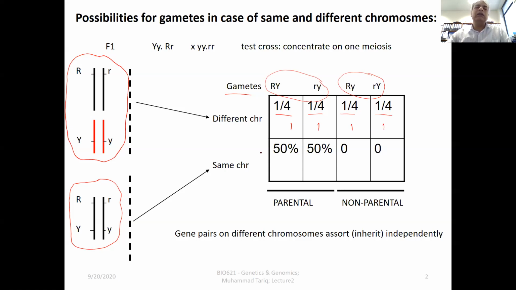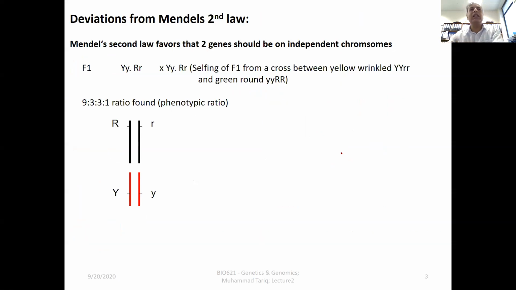And what Morgan's lab discovered is that the factors which Mendel talked about are actually genes which reside on chromosomes. So if they reside on the same chromosome, and the inheritance of chromosomes and these traits is independent of each other during meiosis, we should get 50% each, parentals only, and we should get no non-parentals. This is what the question was.